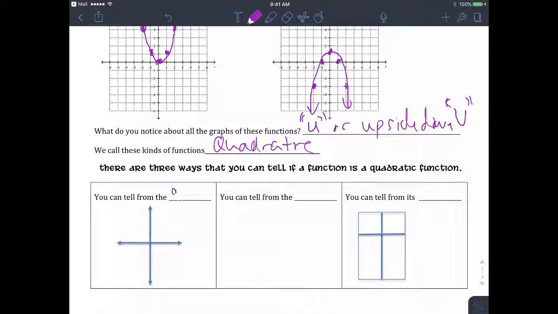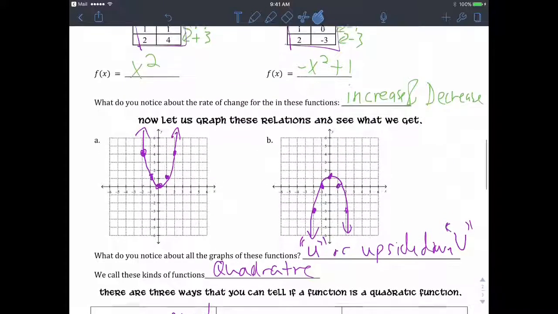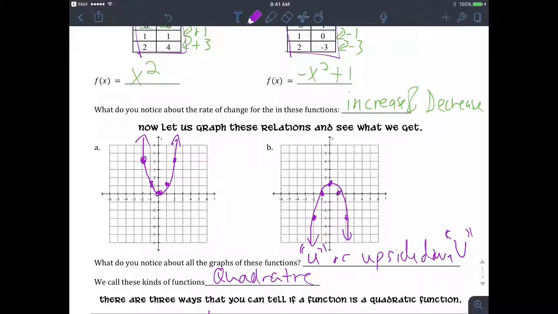Now, looking at the graphing method, when you're looking at the graph, if you see a U shape or an upside down U shape, you know that it's quadratic. Okay? Alright, now looking at the equation, let's take a look at the equations up here. I'm going to give you a chance to guess what you notice about this equation and this equation that'll help you know that it's quadratic. Go ahead and try to figure it out right now.